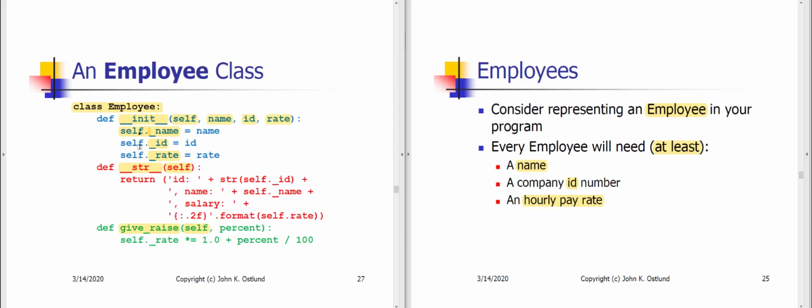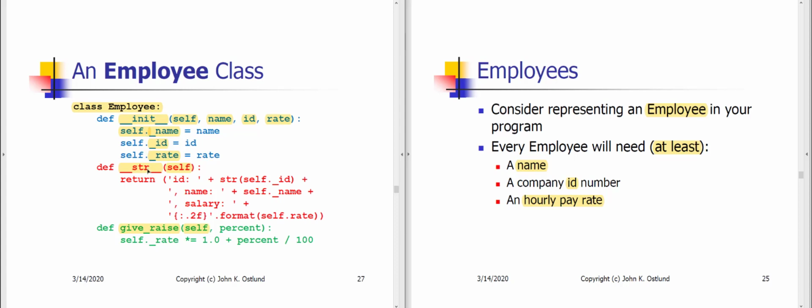Every employee object that we hire, every employee object that we create within our human resources application, is going to be initialized with a name, an ID number, and a rate. Those are going to be stored within the current employee object with the names underscore name, underscore ID, underscore rate. We use the self dot notation to indicate that these variables belong to the current employee object itself. They're not global variables.